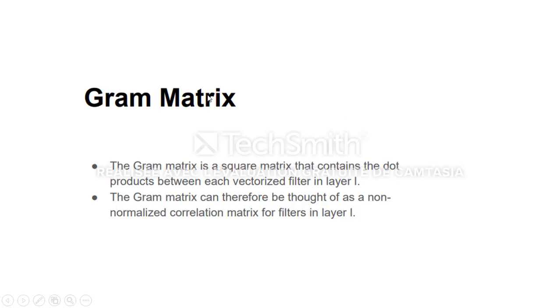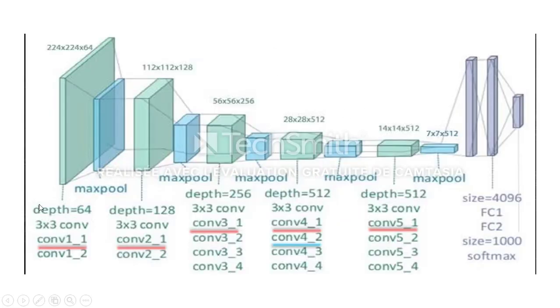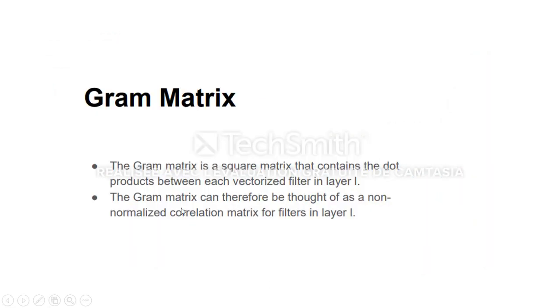So what is a gram matrix? A gram matrix is a squared matrix that contains the dot products between each vectorized filter in layer L. So for each layer L, I'm going to get a gram matrix, which is a squared matrix with shape the depth, the number of channels. Each layer will have a gram matrix with this shape and this shape, etc. It's thought of as a non-normalized correlation matrix for features in layer L. So it's like a correlation matrix.